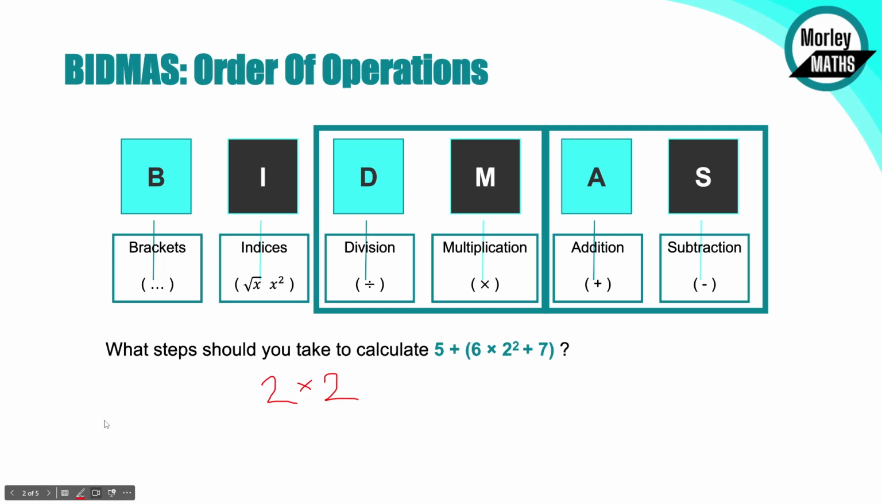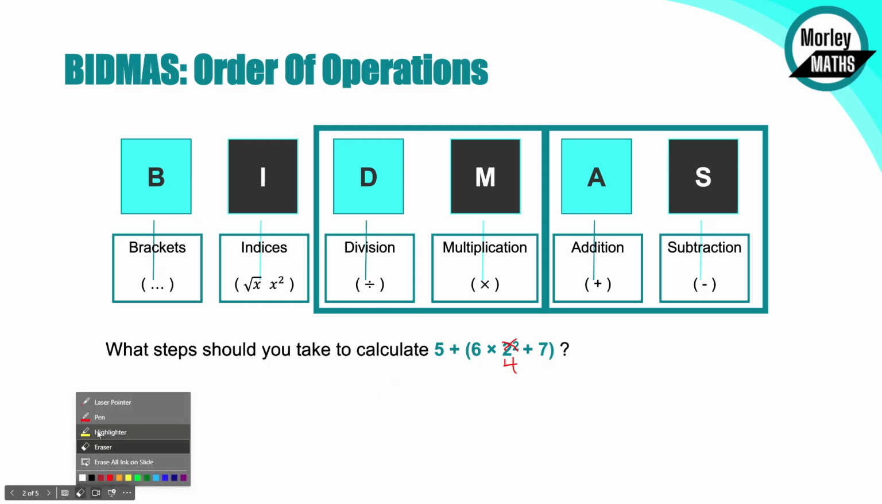So 2 times 2 is 4. So within that calculation, we could actually rewrite that and replace the 2 squared with the number 4. So I'm just going to put that there. And let's get rid of the 2 squared. So we've done that bit.